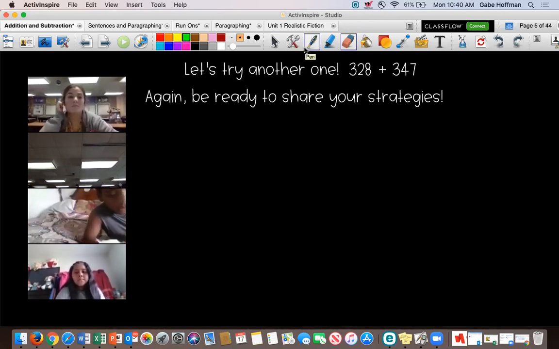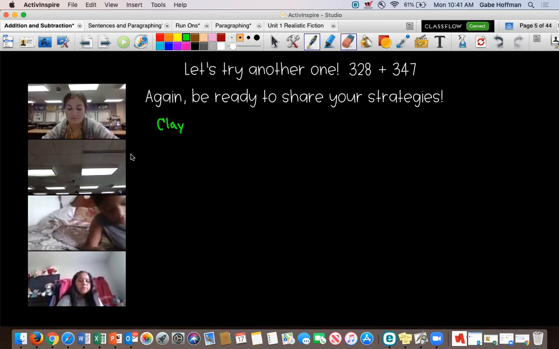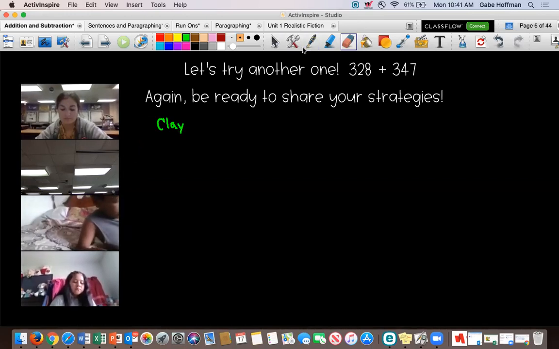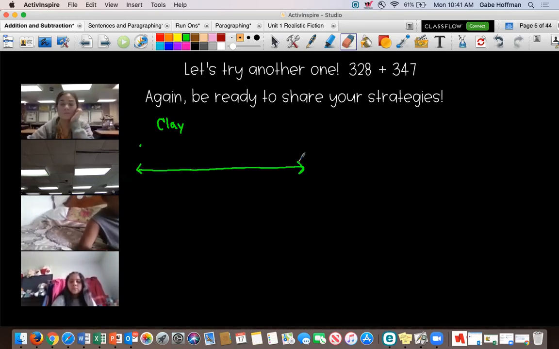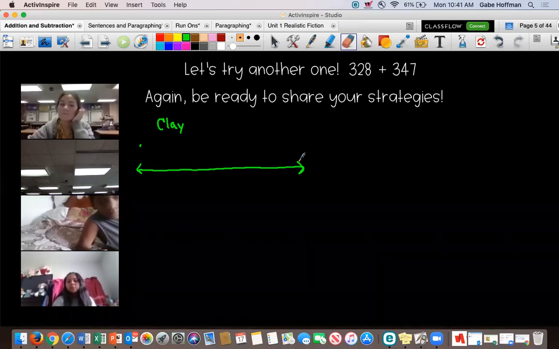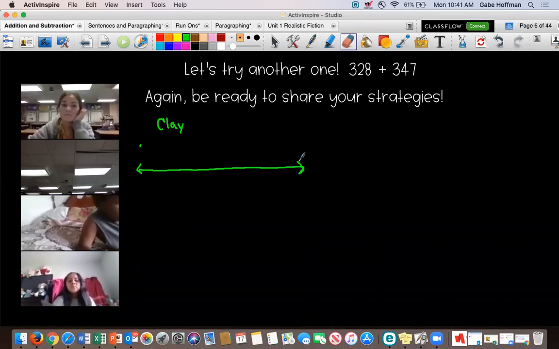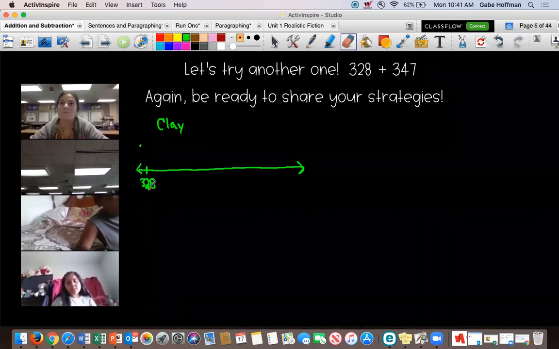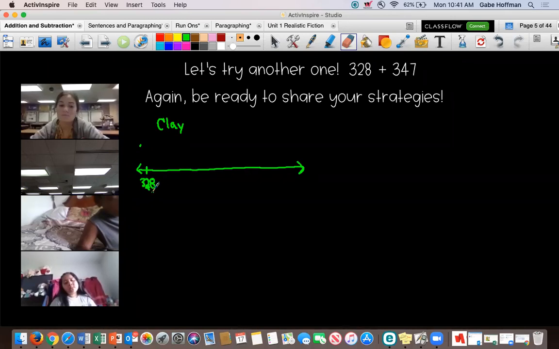I used the number line. Awesome. I learned this method starting from the 2nd to 3rd grade, and I would count by hundreds, and then at the end I would add a number to that 100. Okay, so what number did you start with on your number line, Clay? I started with 328. Okay, so tell us step by step what you did. You started at 328, then what'd you do?